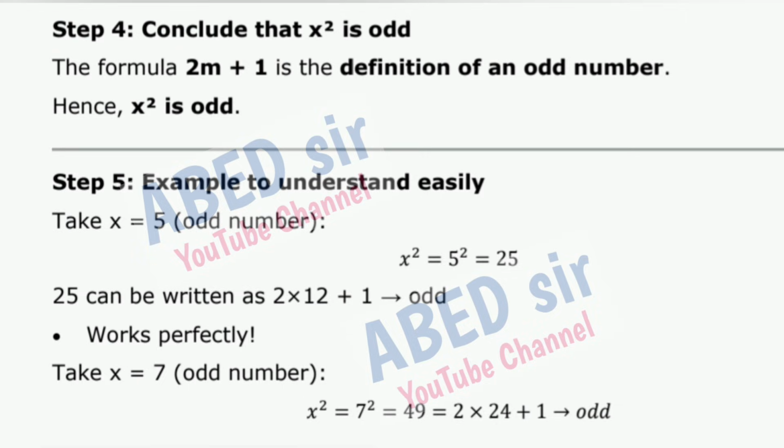Step 5: an example to understand easily. Take x = 5, an odd number. x² = 5² = 25.